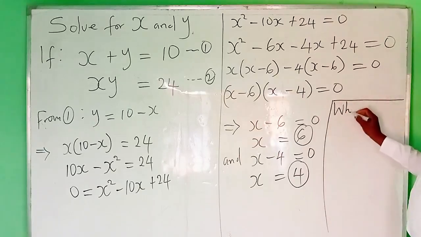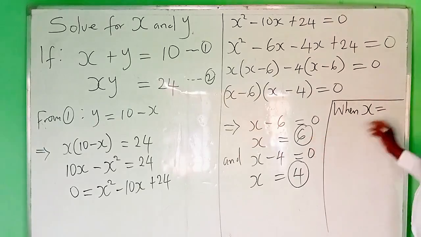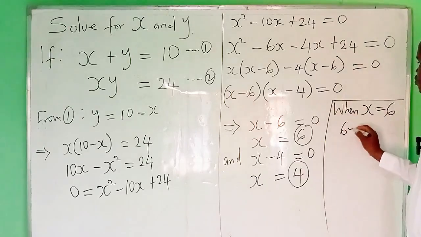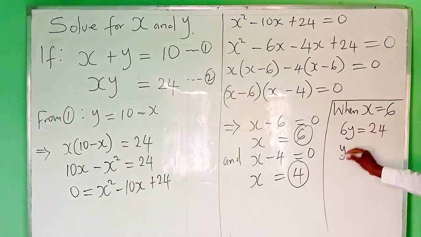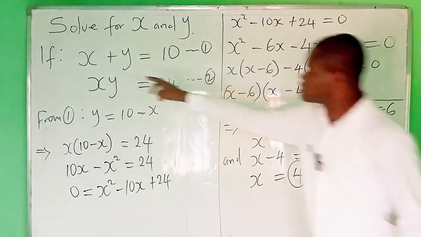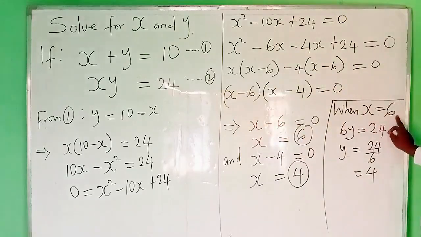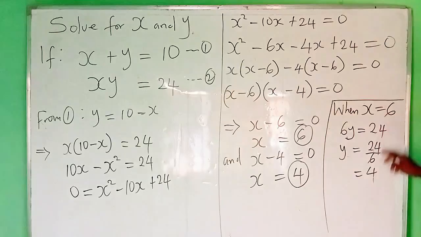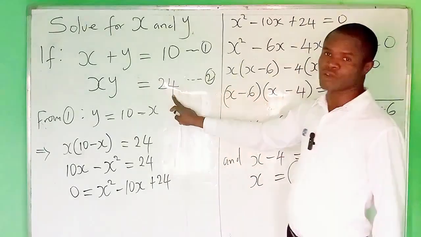So let's try it here. When x is equal to 6, let's use this second equation. It means that 6y is equal to 24. y is equal to 24 divided by 6. So this is equal to 4. So it means when x is equal to 6, y is equal to 4. Let's check if it is true. x is 6, y is 4. So 6 plus 4, 10. Alright. And then 6 times 4, 24. And that is correct too.